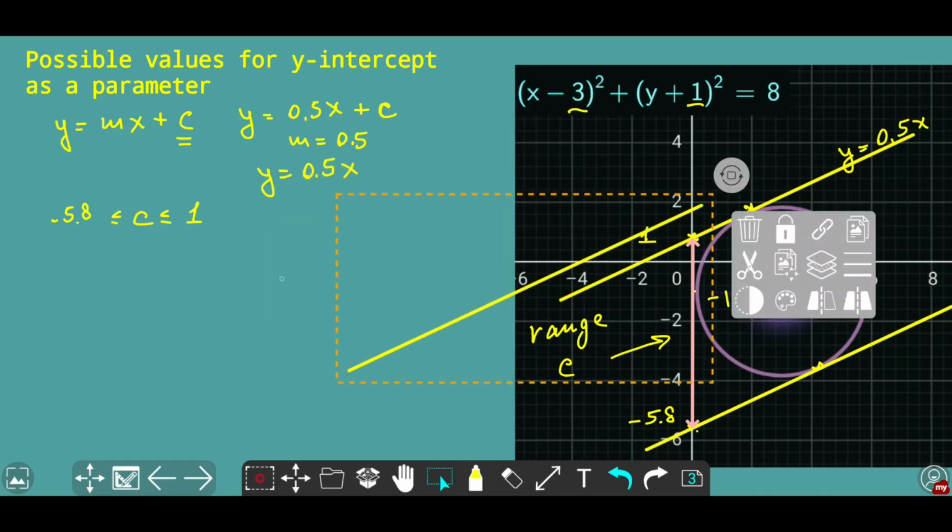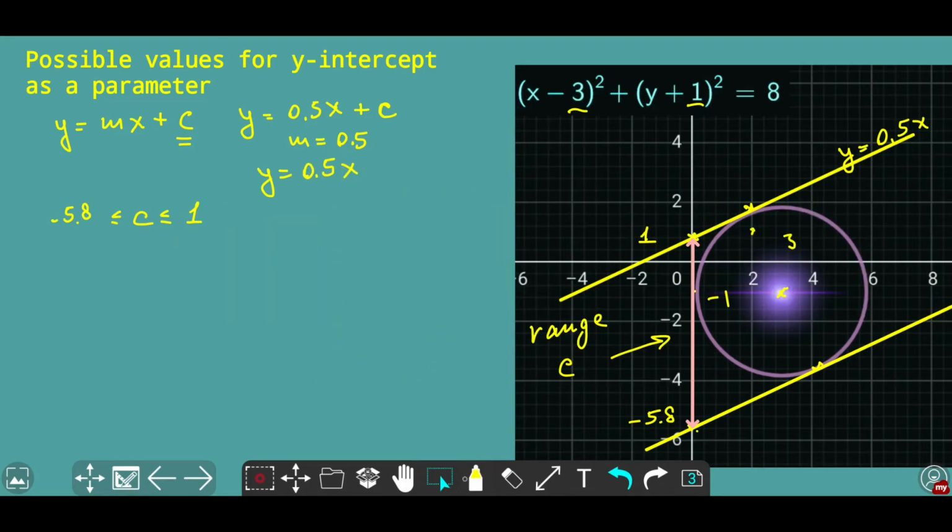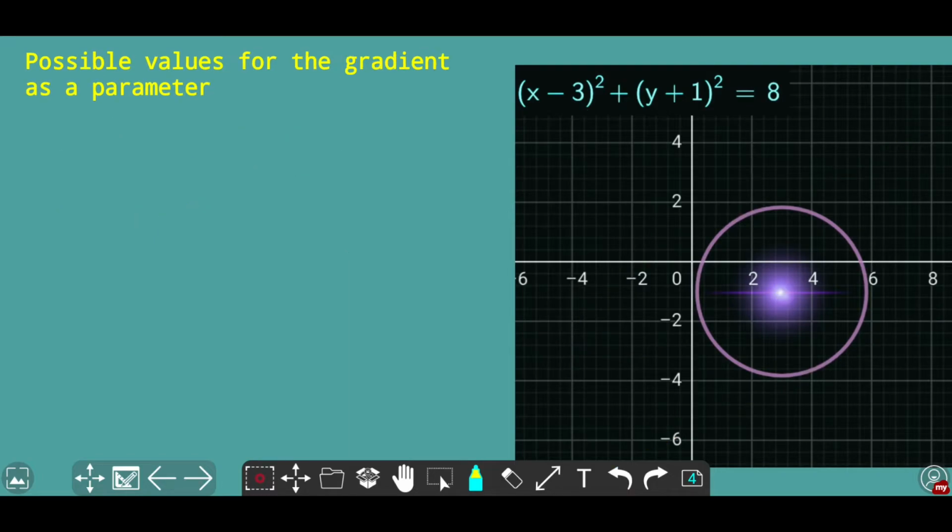All right, so I just want to show that quickly, and that's how we can explore and find out for which y-intercept, or for which value C as a parameter, we will have given numbers of intersections with a given circle. All right, so later on I'll show you how to do it algebraically, and for the next exploration we are looking for the gradient as the parameter in this case. So we're going to explore the gradient as a parameter.